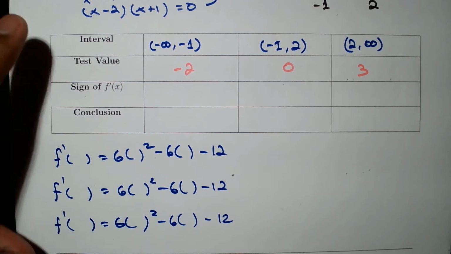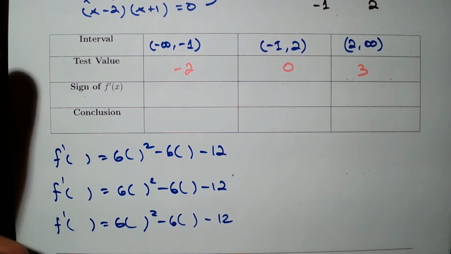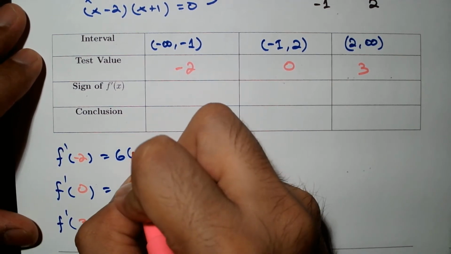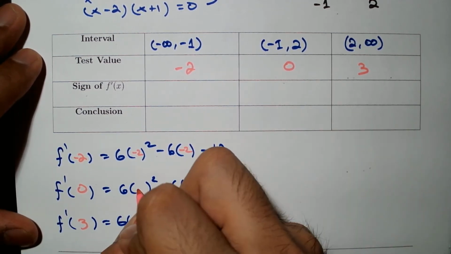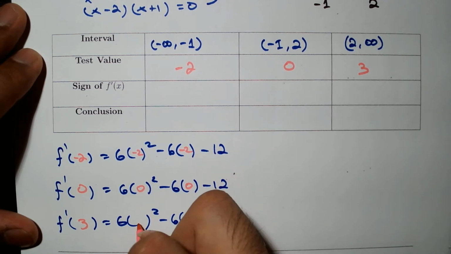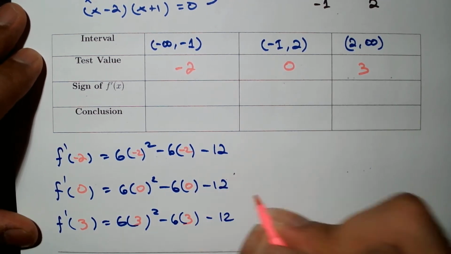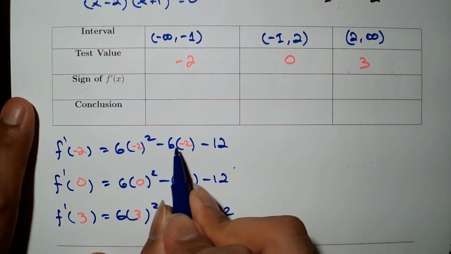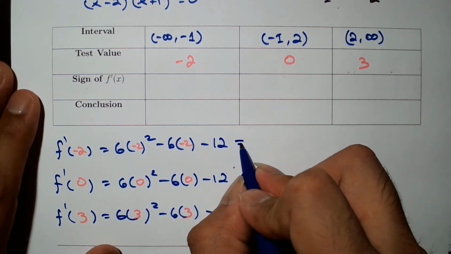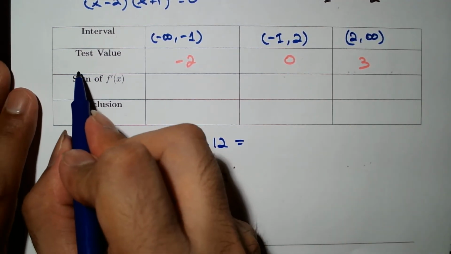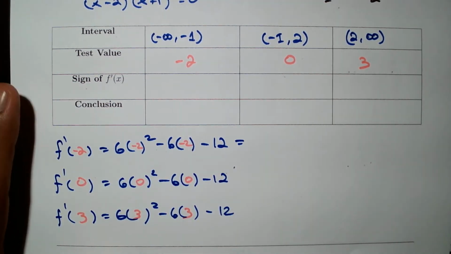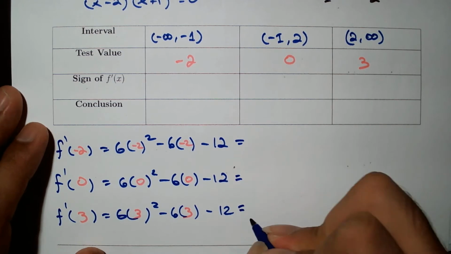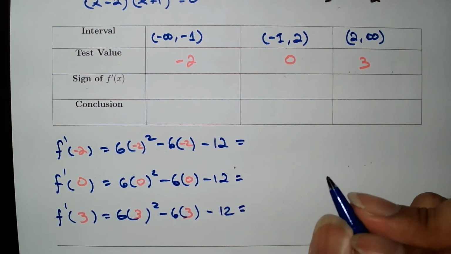So I'm going to plug in the numbers: -2, 0, and 3. Ultimately, in this case, I'm not going to care about the number I obtain from plugging in the numbers. The only thing we care about is the sign of f prime, not really the value, because what we want is to get conclusions based on the behavior of the sign.